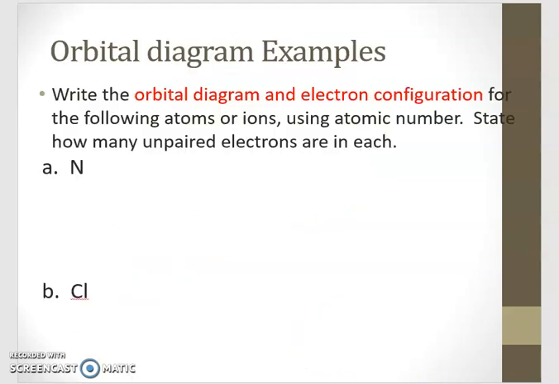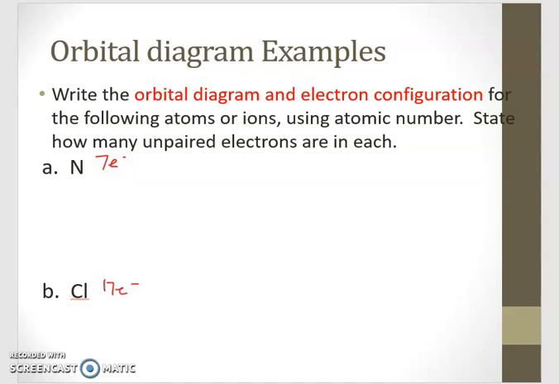So let's do a few examples. So we have our nitrogen and we have chlorine. So let's do the orbital diagrams and the electron configuration. Alright, so first we have to decide how many electrons they have. Nitrogen is atomic number 7, so it has 7 electrons. Chlorine is atomic number 17, so it has 17 electrons.